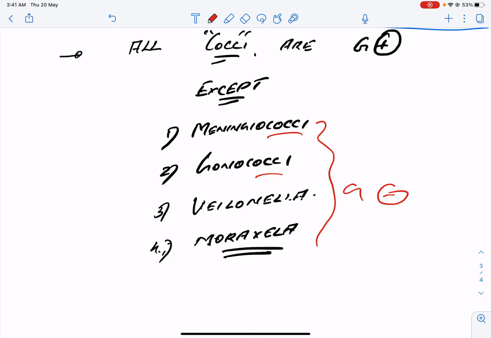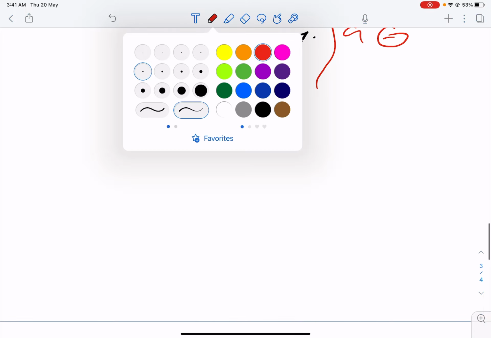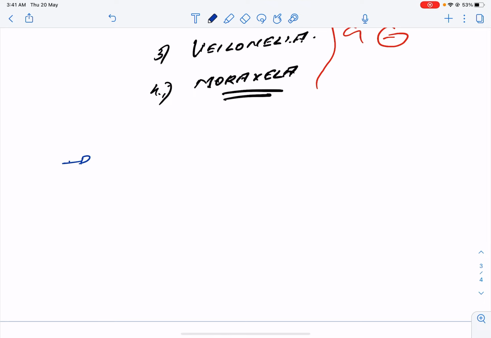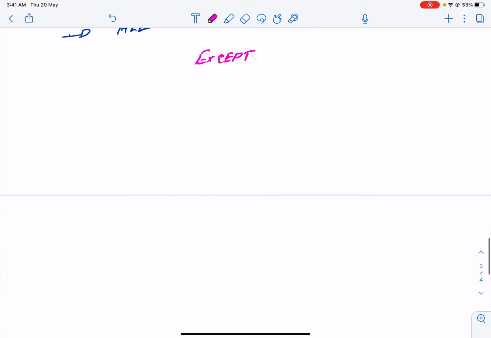Just for remembering, in a similar manner, all bacilli, all the species ending with bacilli or the shape, are gram negative. So here also we'll have an exception for sure, right? Except, remember the mnemonic, McDonald or McD. Easy for remembering.